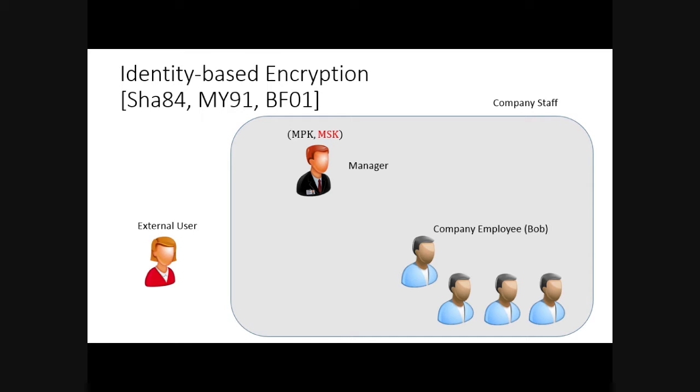And suppose we have an external user, Alice, who wants to communicate with one of the company employees, Bob. She would use an identity-based encryption scheme to encrypt the message with respect to Bob's public identity, in this case his name. When Bob wants to decrypt this ciphertext, he would request the secret key from the manager, and the manager would give him a secret key specifically for Bob. This allows Bob to decrypt the ciphertext and obtain the message.